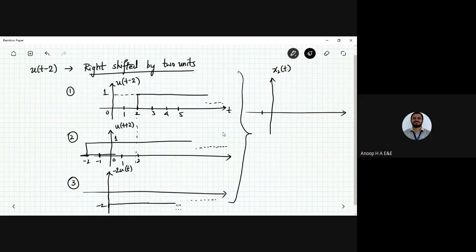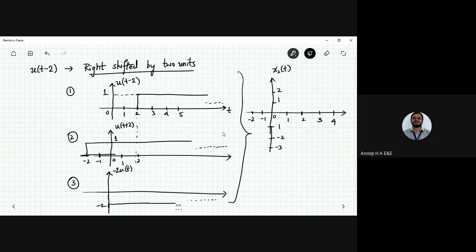I'll be having minus 1, minus 2. Let me write down the amplitude as minus 3, minus 2. This is 1. This is 1 here. This is 2. So this is 0. This is 1. This is 2. This is 3. This is 4. Now I have the signal that has u of t minus 2, u of t plus 2, minus 2 times u of t.